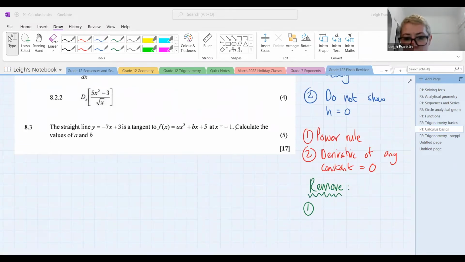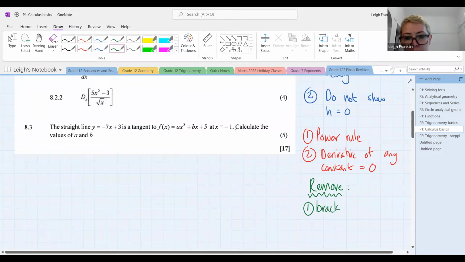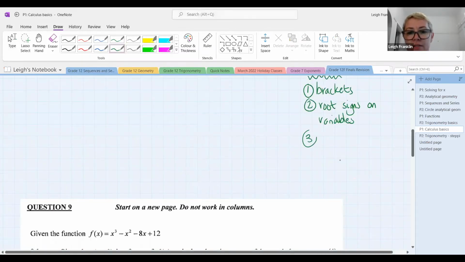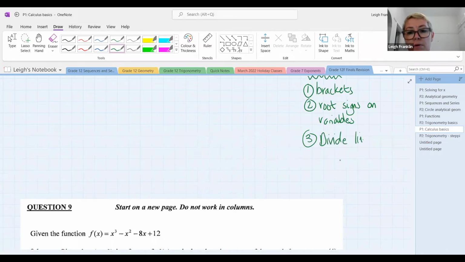So we have to get rid of brackets. We have to get rid of root signs over variables. Root signs on numbers are fine because those are constants, but root signs on variables have got to go. And we also have to get rid of divide lines. We've got to get rid of denominators. So no denominators.